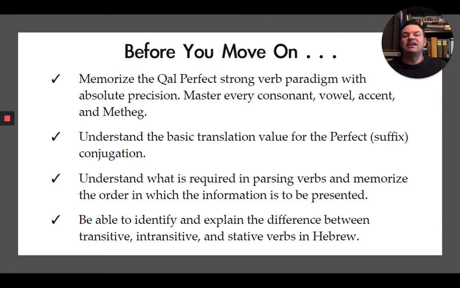So understand the idea of parsing. With parsing, what you're trying to do is get the stem, the conjugation, the person, the gender, and the number, and then the root of the word. Be able to identify and explain the difference between the transitive, intransitive, and stative verbs. After you've gotten all of these other things, you can look at that, and then just remember the slight variations in spelling on the stative. That's not a big deal. Honestly, I'm not even going to be really focused on the statives within the homework assignments, but just know that that is a true thing.